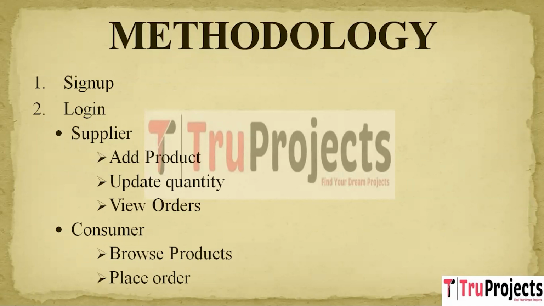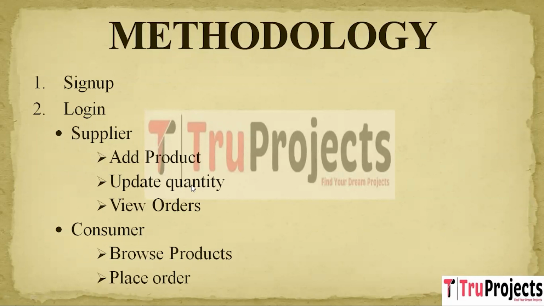So we have two users, suppliers and consumers. So these are all the modules of supplier and these are the modules of consumer. And in supplier modules, we have add product. This module allows suppliers to list their products on the platform. They can provide details such as product name, description, price, and upload product images. This module ensures that new products are seamlessly added to the e-commerce platform.